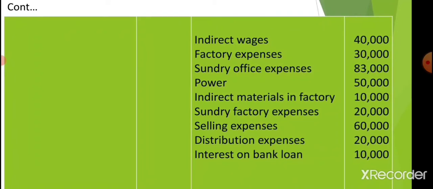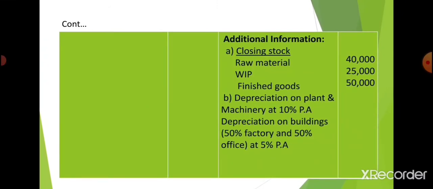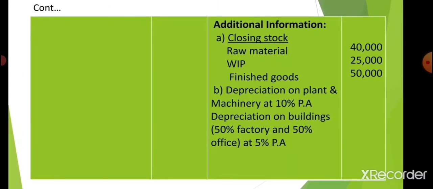Sundry office expense is an administrative overhead, that should not be taken under this head. Power is a factory overhead. Indirect materials in factory, that is also a factory overhead. Sundry factory expenses, this is also a factory overhead. Selling expense, this is a selling and distribution overhead. Distribution expense, this is also a selling and distribution overhead. Interest on bank loan is a non-cost item, it should not be taken in the cost sheet. Next, the closing stock should not be taken under the overheads.